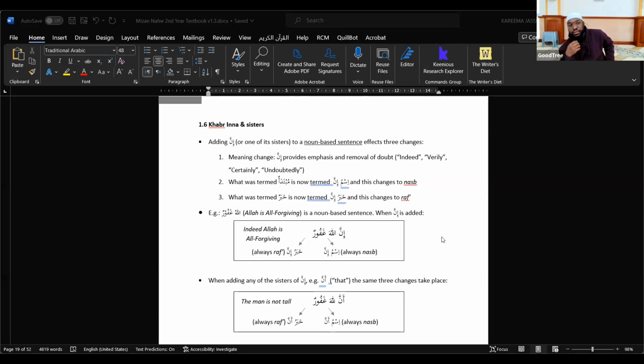So the first thing that you should notice here is that the particle inna enters upon a noun-based sentence. You shouldn't be able to find inna fa'ala, right? You shouldn't be able to find inna yaf'alu. You shouldn't be able to find inna fu'ila, inna yuf'alu. Make sense? You shouldn't come across a sentence like that, because inna only enters upon a noun-based sentence. And the difference between a noun-based sentence and a verb-based sentence is only one thing: the noun-based sentence starts with a noun, and the verb-based sentence starts with a verb. You understand?